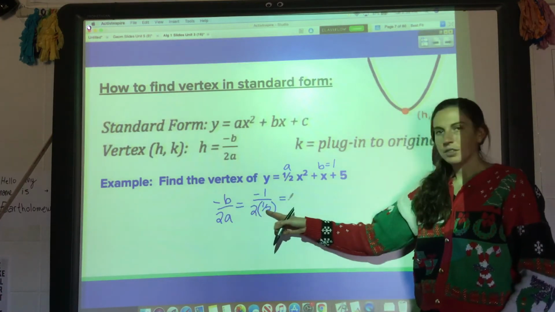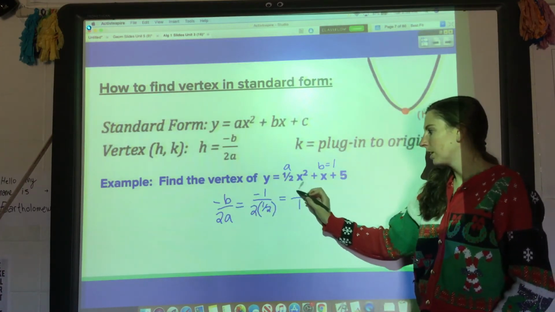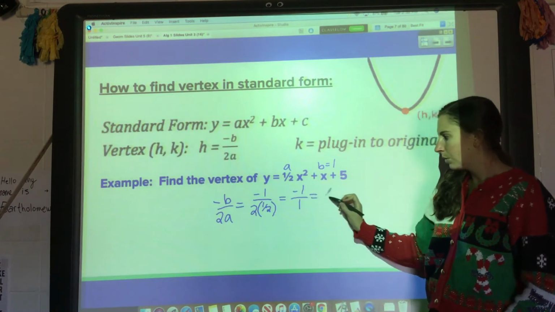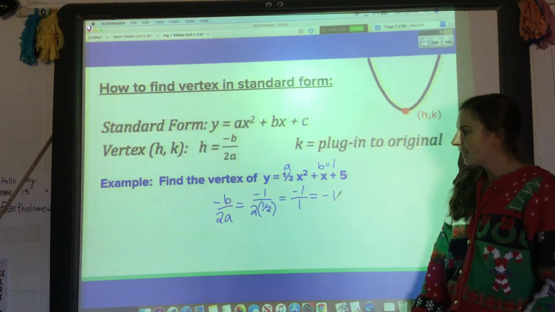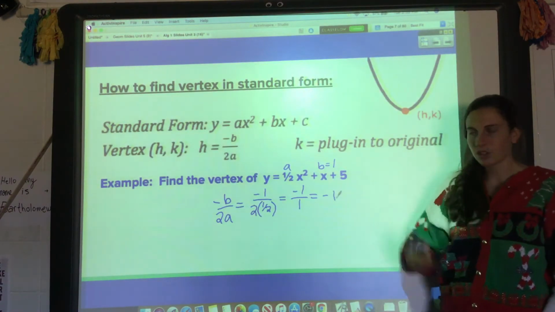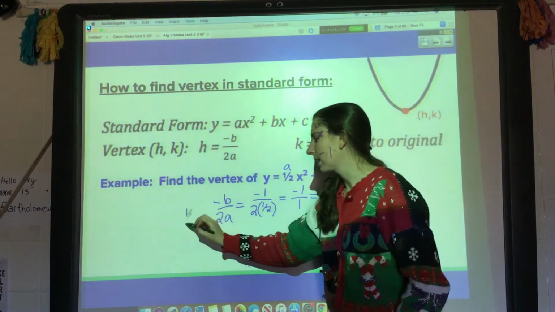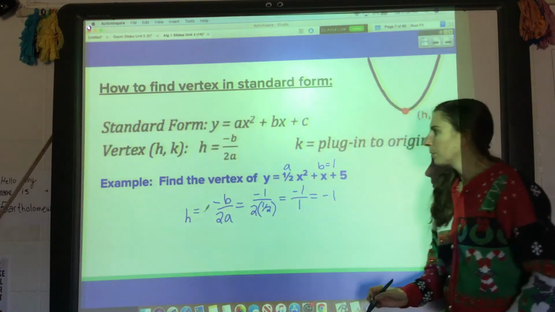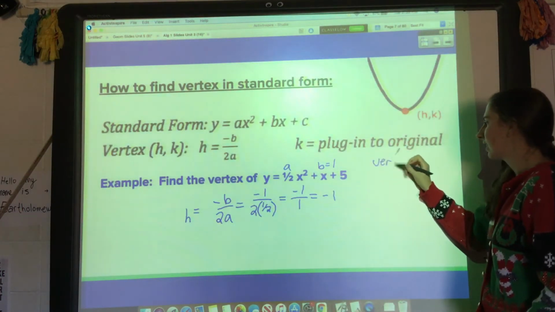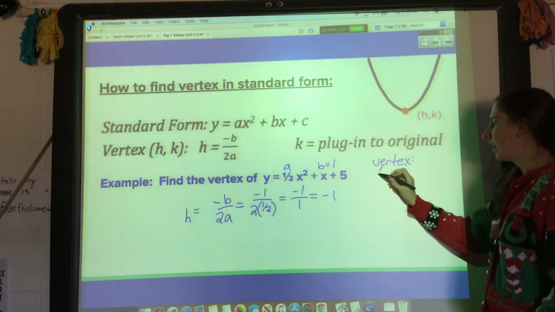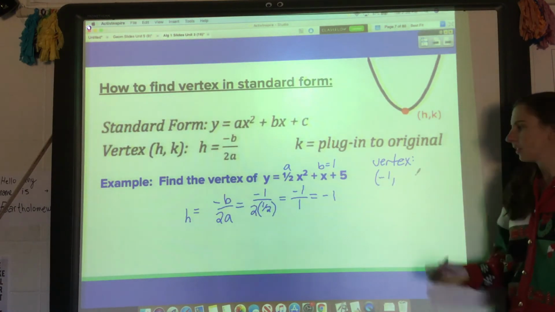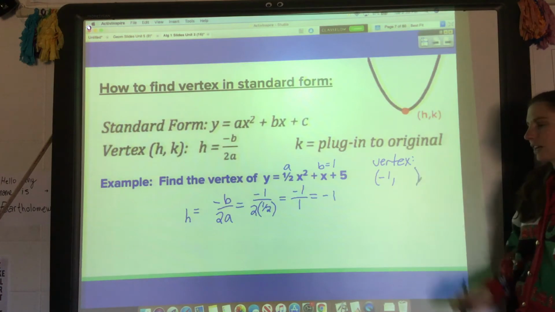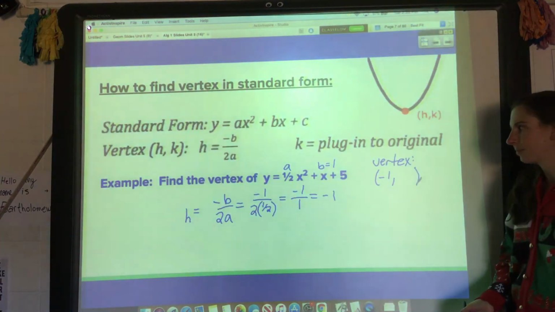So I'm going to do negative b, so negative 1, all over 2 times a, which is a 1/2. Two times a 1/2 is actually just 1. So this is negative 1 over 1, and negative 1 divided by 1 is negative 1. This is my h, the x coordinate of my vertex. So I'm going to have a vertex, and I know that the first part is negative 1. Now I need to find the y value that goes with it, which we call k.